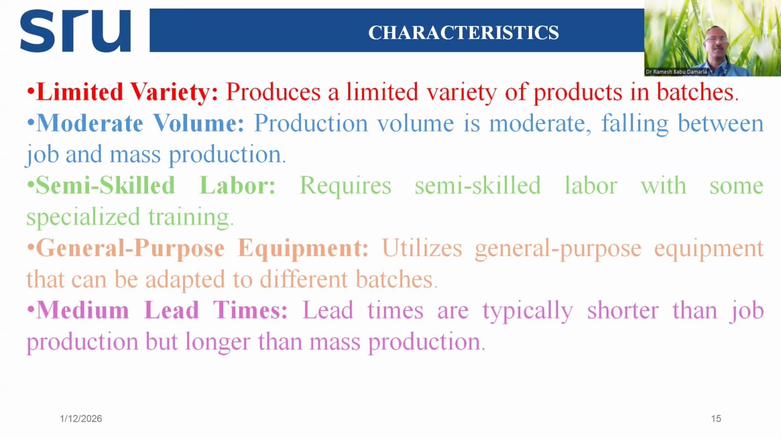Here skilled labor is not required. Semi-skilled labor can do it. With some specialized training, they can manage making each batch. Equipment will be general purpose equipment. They utilize general purpose equipment that can be adapted to different batches. And lead times are moderate compared to job production. They are typically shorter than job production, but longer than mass production.